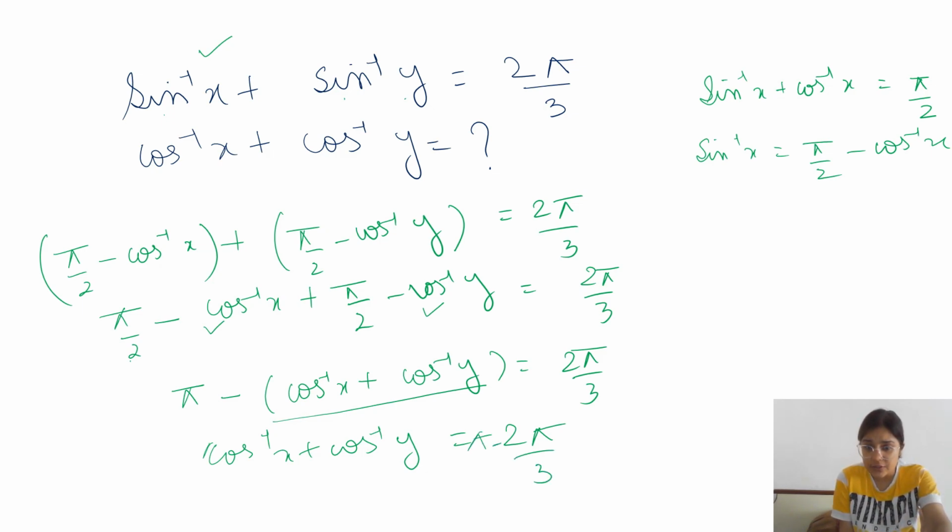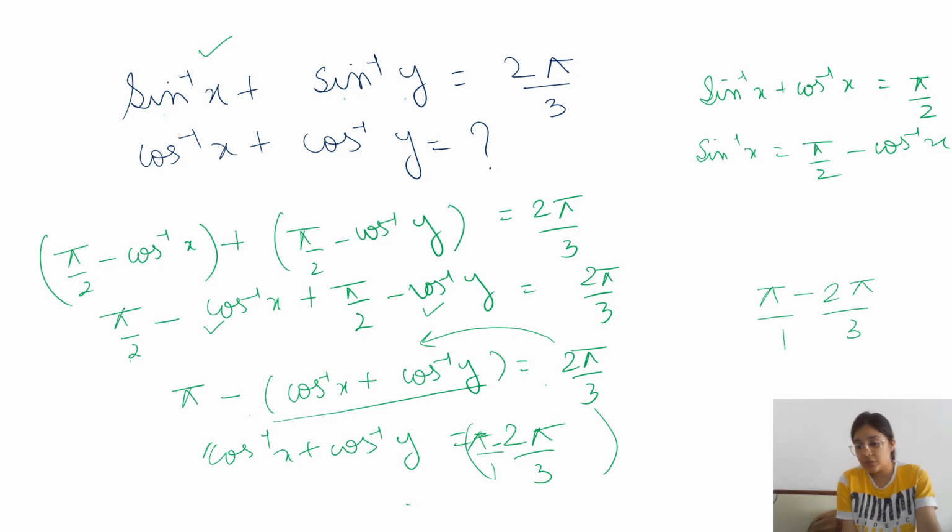So cos inverse x plus cos inverse y is equal to pi minus 2 pi by 3. This 2 pi by 3 has come here; it was with a positive sign, so it will come negative, and the negative here becomes positive. So pi minus 2 pi by 3, you will take the LCM. 3 will come in the denominator: 3 pi minus 2 pi, it will be pi by 3. So the value of cos inverse x plus cos inverse y will be pi by 3.